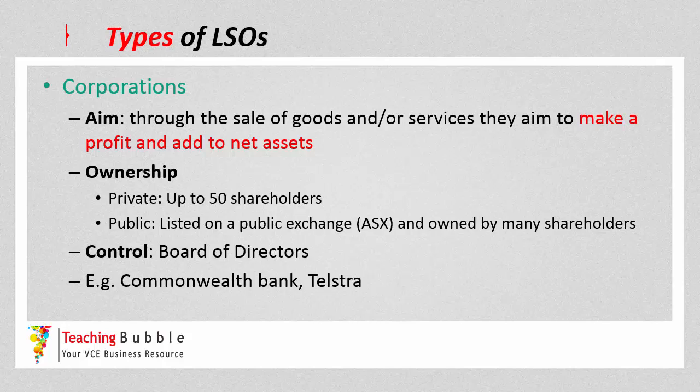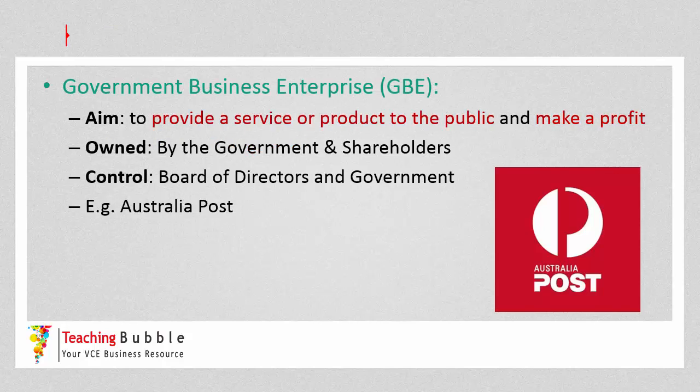The next type of organisation is a government business enterprise. You might see the letters GBE, and their aim is to provide a service or product to the public and make a profit. If you look at that aim, it's virtually the same as a corporation, and that's because it is run like a corporation. The only difference is that it's owned by the government, and it says there, shareholders.